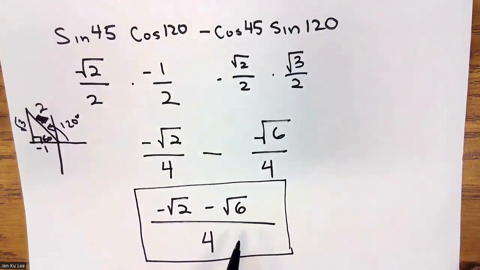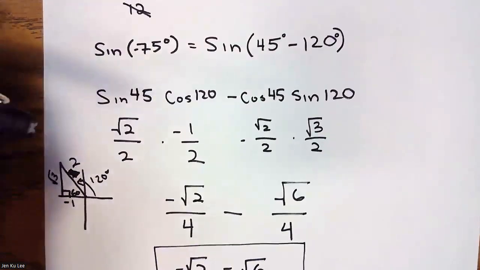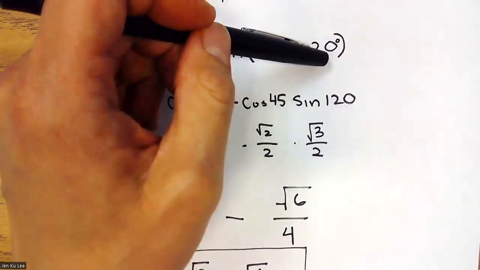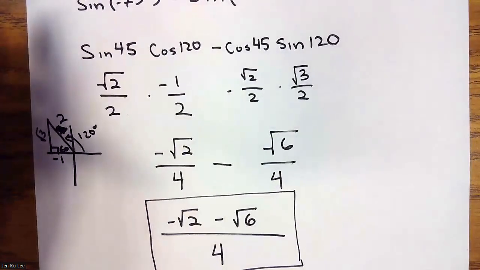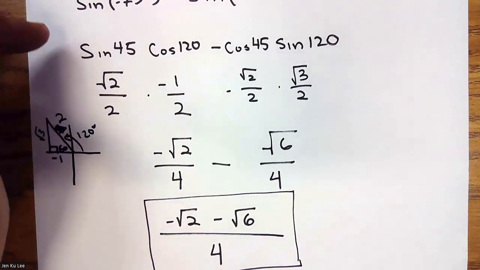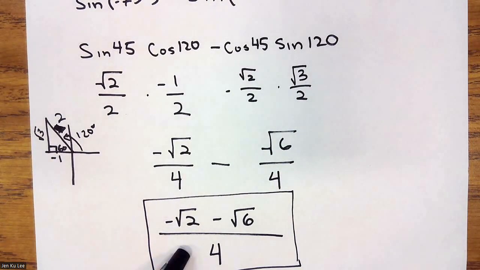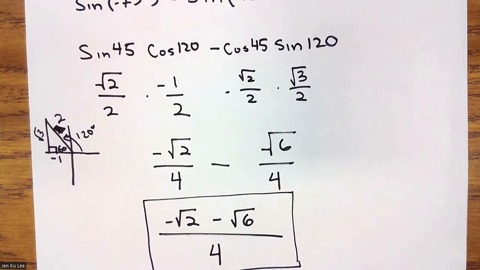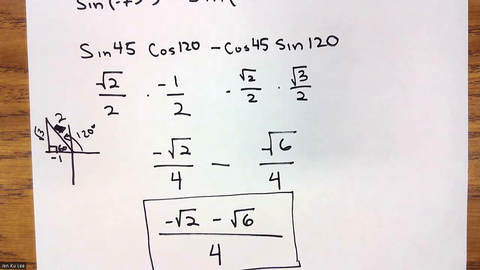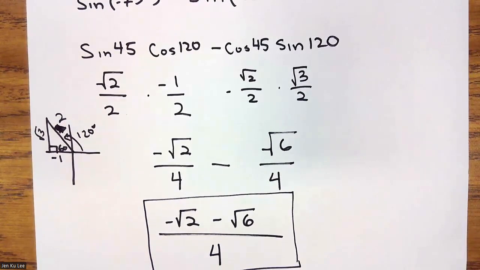And you can get different variations depending on what angles you use. I use 45 and minus 120, right? You can have different looking solutions, but the eventual value of it would be the same. So a variation would be negative square root of 6 minus square root of 2 over 4.